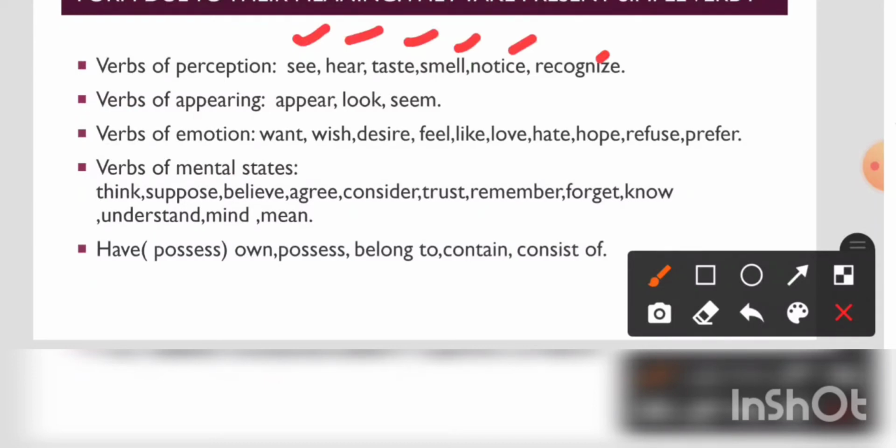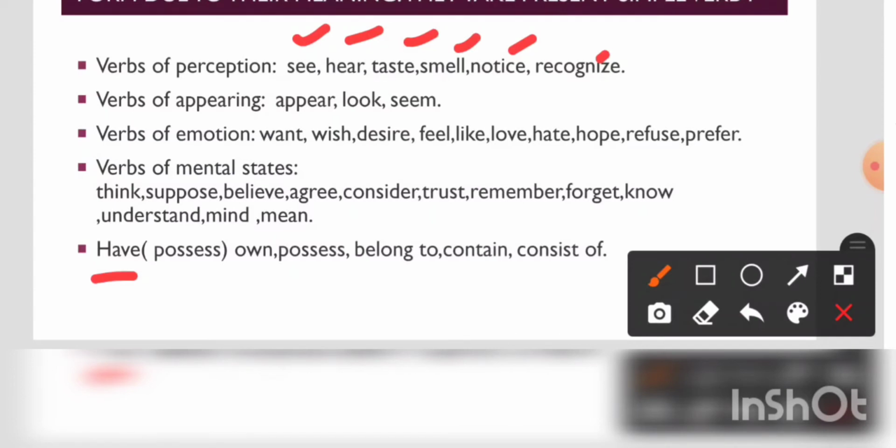We use them in present simple tense. That is, I see, I hear, I taste, I smell, I feel, I like, I love, I hate. Not I am feeling, I am liking, I am loving, I am hating. No. So read these verbs and learn them. If "have" is expressing the meaning of possession, then also we don't use it in continuous form. "I'm having a car" is wrong. "I have a car" is correct because "have" shows possession.